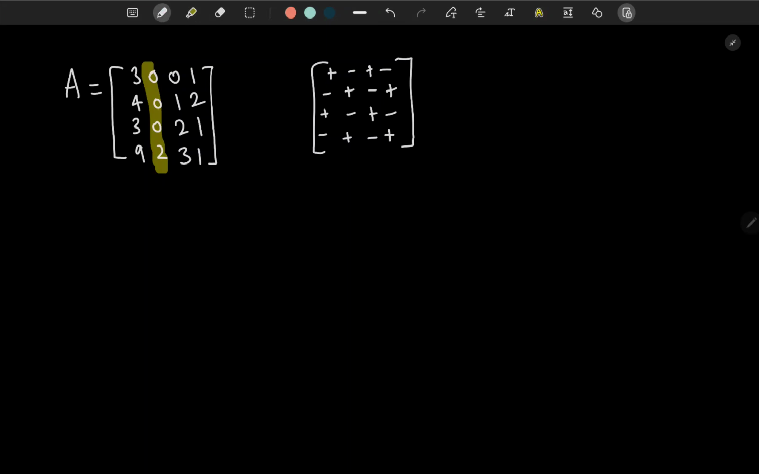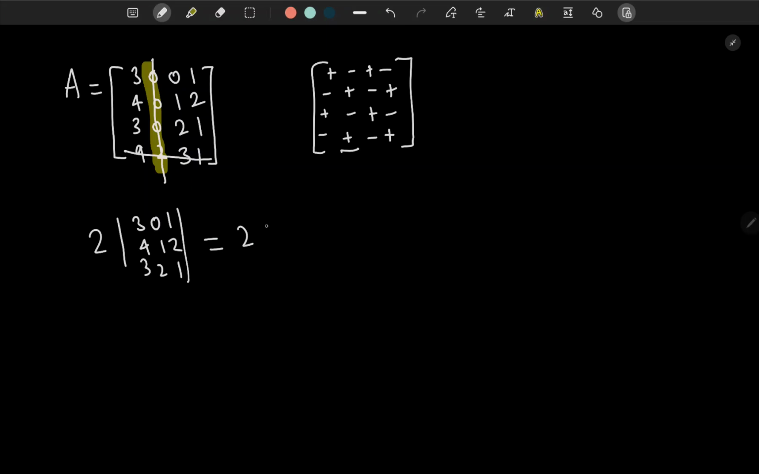The first 3 digits are going to be 0, and the last sign of the 2 is a plus, as you can see in the signs matrix. So it's going to be 2. Now we have to cancel out the second column and the last row. We are left with a 3 by 3 matrix, which I'm going to write here: 3 0 1, 4 1 2, and 3 2 1, and we just simplify this now.